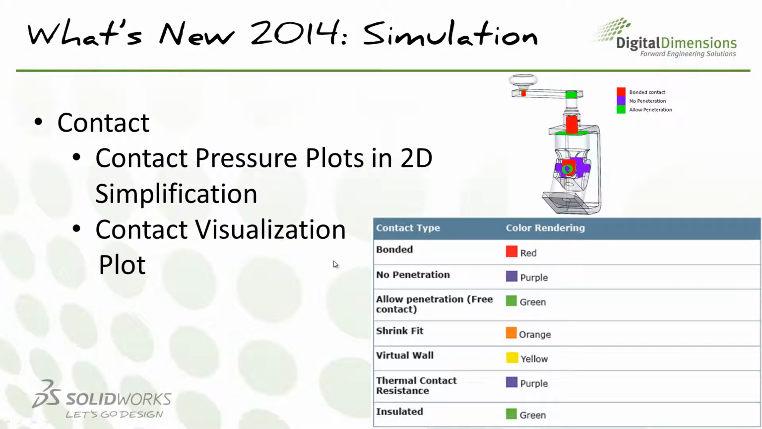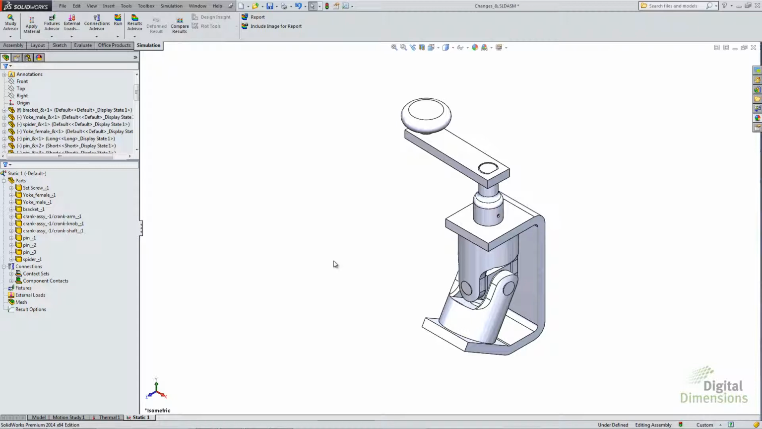Next, let's talk about being able to detect contacts in our different studies. Up until now, being able to define and rate the different contacts, whether it be allow penetration, virtual walls, or bonded contact sets, all had to be done using the design tree, highlighting different constraints in the tree, and then looking at them in the graphics area. In 2014, we can use the contact visualization plot to inspect all contacts created in a model.